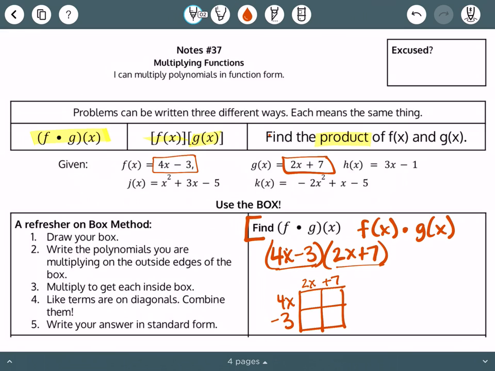From there I'm going to multiply, so 2 times 4 is 8, x times x is x squared. 7 times 4 is 28x. 2 times negative 3 is negative 6x. Negative 3 times 7 is negative 21. I see, as always, that on my diagonals there are like terms. So I have my 8x squared, 28x and negative 6x are going to make positive 22x, and then that minus 21 from the bottom. That is going to be my answer, right?